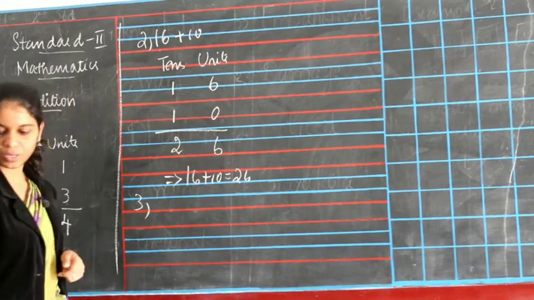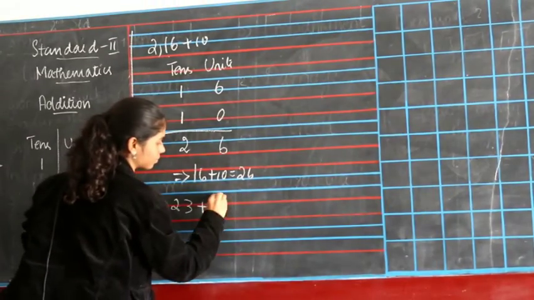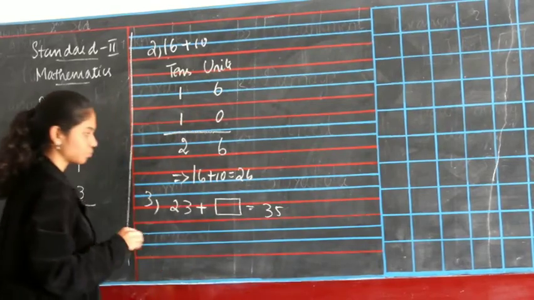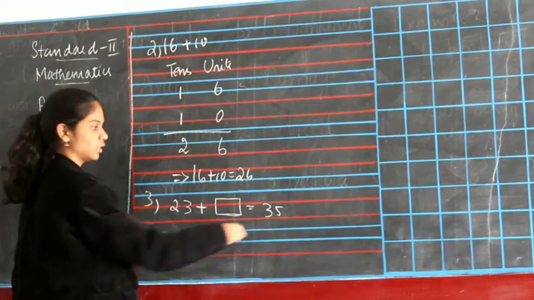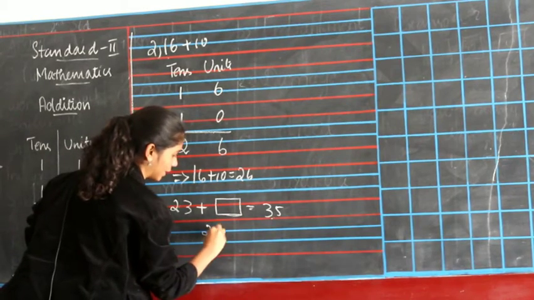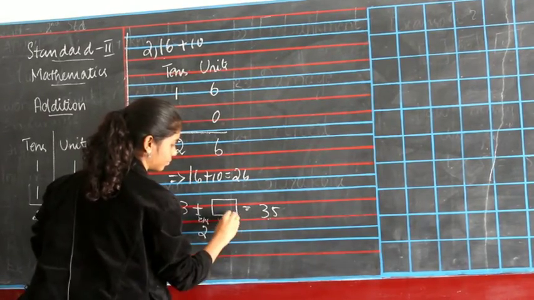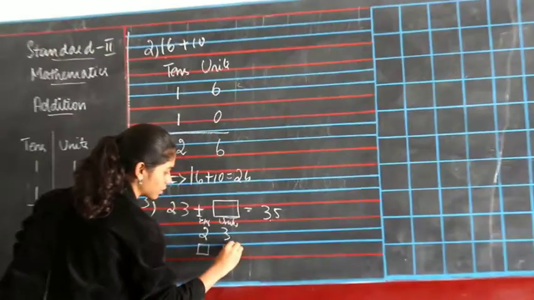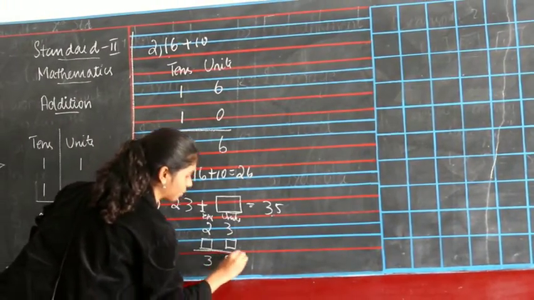Okay. So the third question is, they have given you 23 plus a box equal to 35. What they have asked you is to fill this box with a number so that you will get 35 as the answer. Now write 23, tens and units. Here you have a box, so keep a box here. Now you have 35 here, 3 and 5.